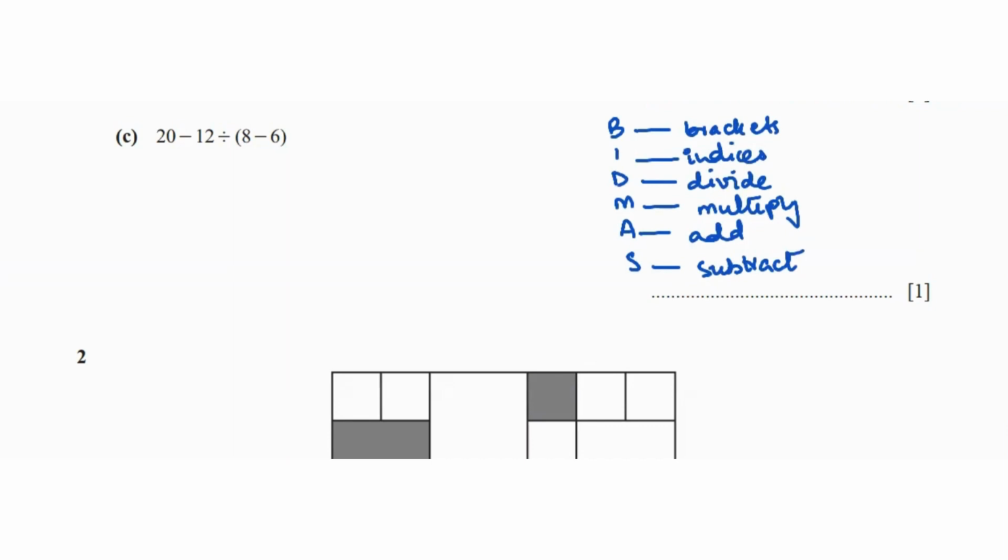So since we start from B and move on to S, first we'll do the brackets. So I'm going to do 8 minus 6 first. That's going to be 20 minus 12 divided by 2. Now we'll do division. So that's going to be 20 minus 6, and 20 minus 6 is 14.